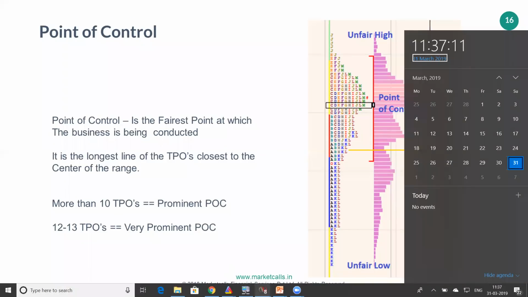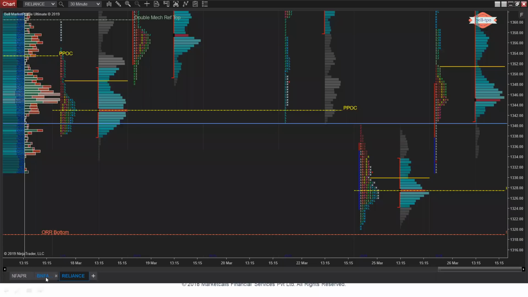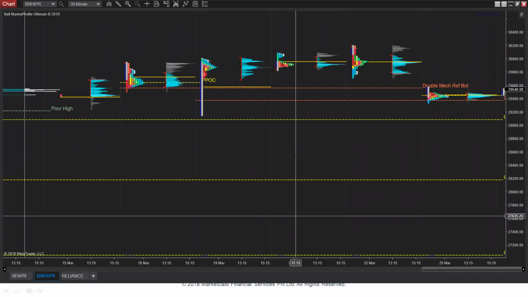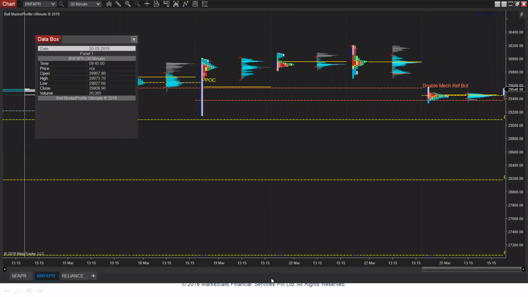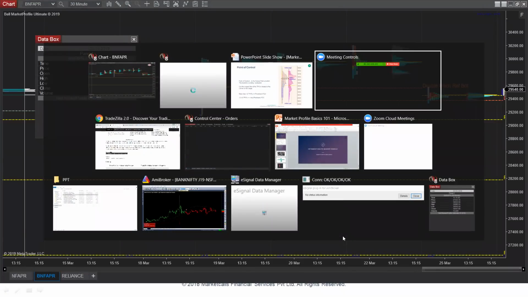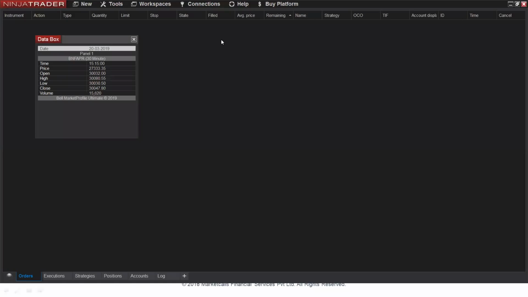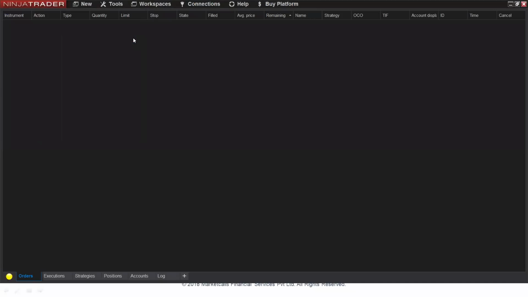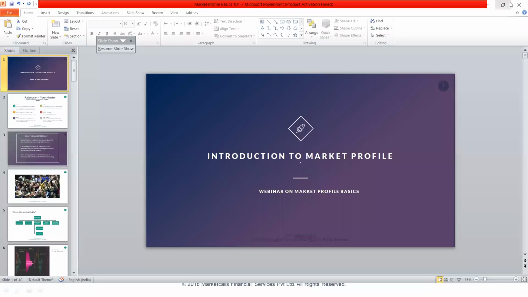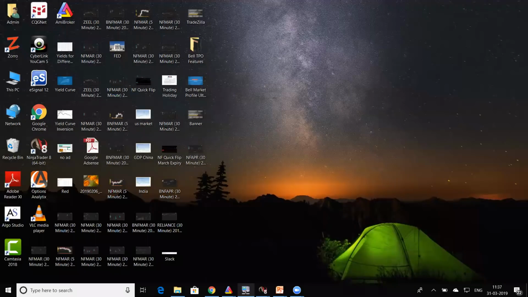the example from Bank Nifty. Let me show you the example from Bank Nifty here. I think I have to connect to the data. Let me connect back to the data here. I'll go to Control Center, and from there I'll connect to the data. I just want to show one interesting setup.